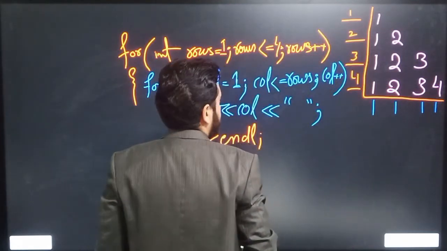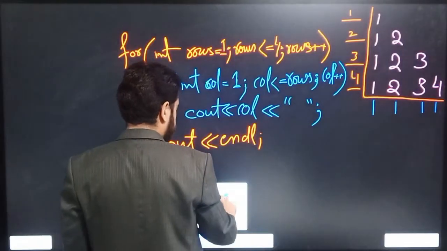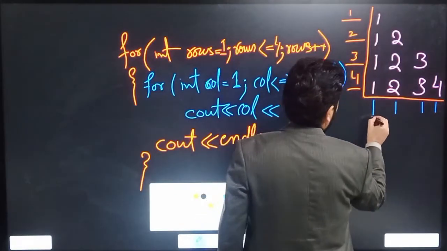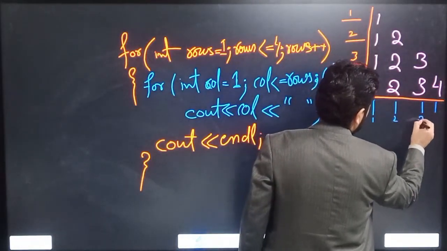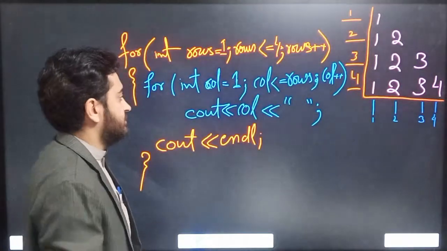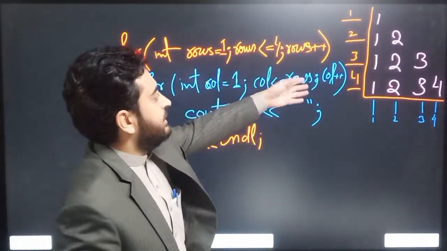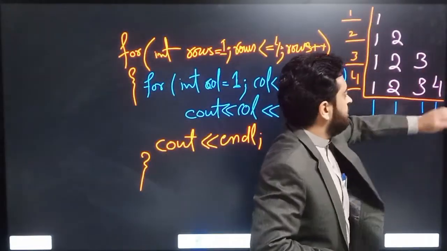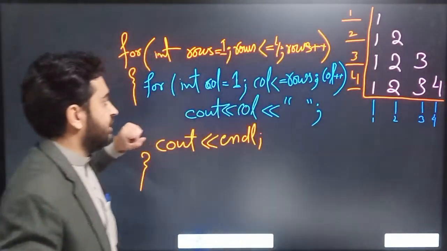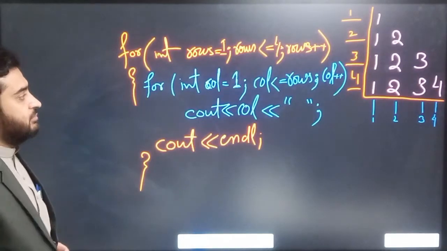And how many columns are there? There are 4 columns, 1 2 3 4. You can introduce 5 columns; it depends on the problem. So we want to print this pattern on the console screen. How can we introduce the nested loop for this problem?